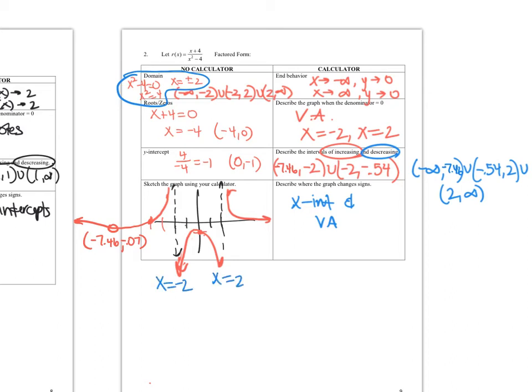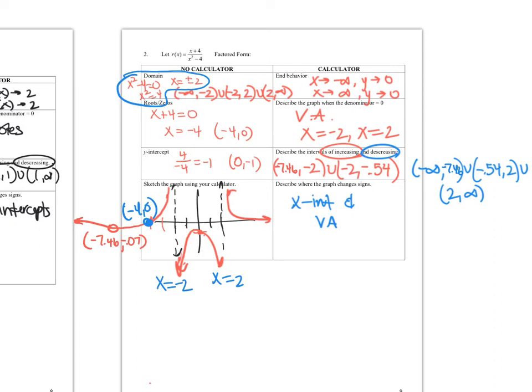Next up are your real zeros. That comes from setting your numerator equal to 0. And that's where you get negative 4, 0. So that's this point right here. That's your x-intercept, and that's your only x-intercept. Your y-intercept comes from plugging in zero for x.